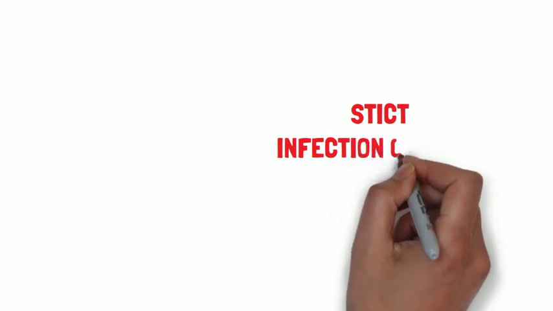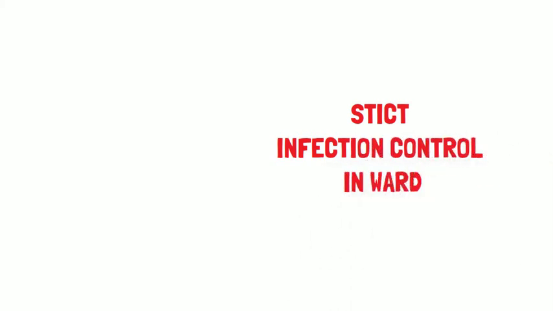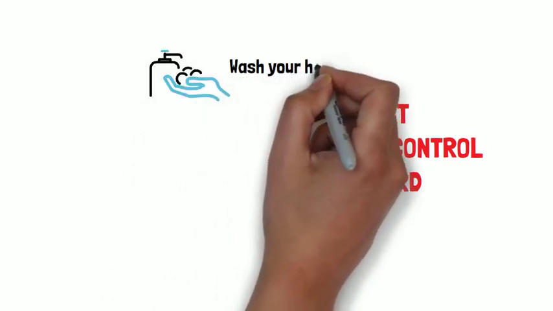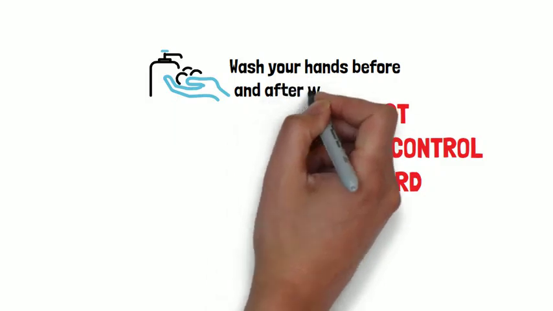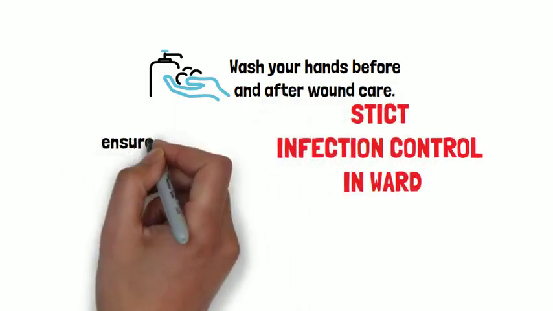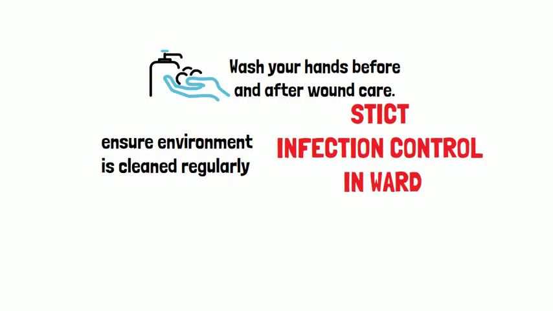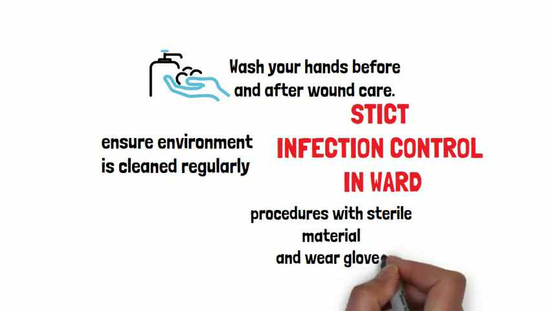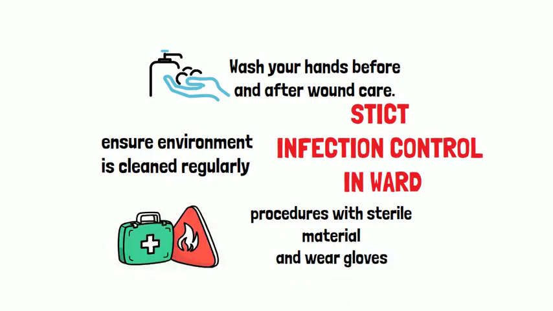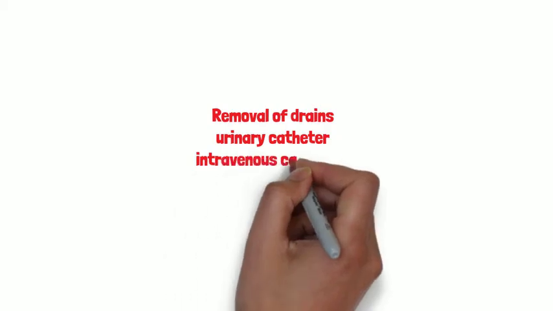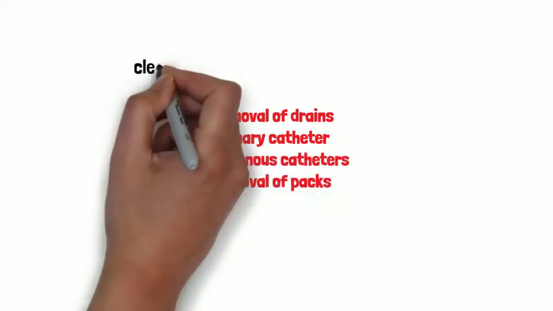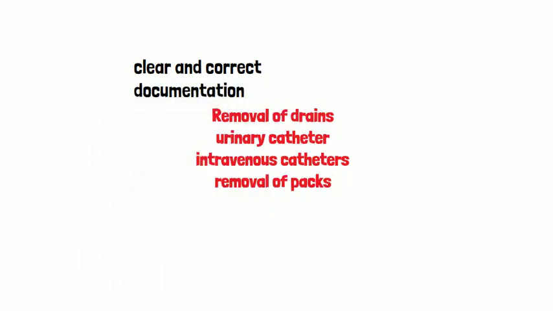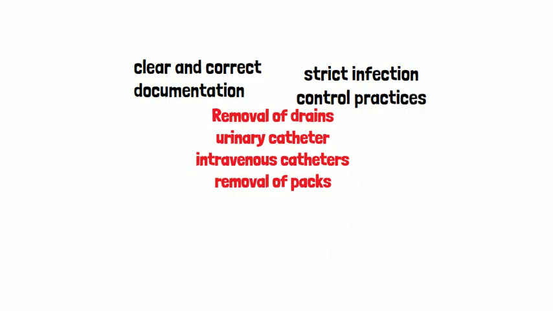Strict control of infection should be maintained in the ward, and this includes washing hands before and after touching the patient and after care of the wound. Ensure the environment is also kept clean. Perform procedures such as removal of drains and catheters after hand washing and wearing sterile gloves. Removal of intravenous cannulas and removal of packs should be carried out as instructed by the operating surgeon, and the notes should be reviewed daily to ensure that removal takes place at the correct time.